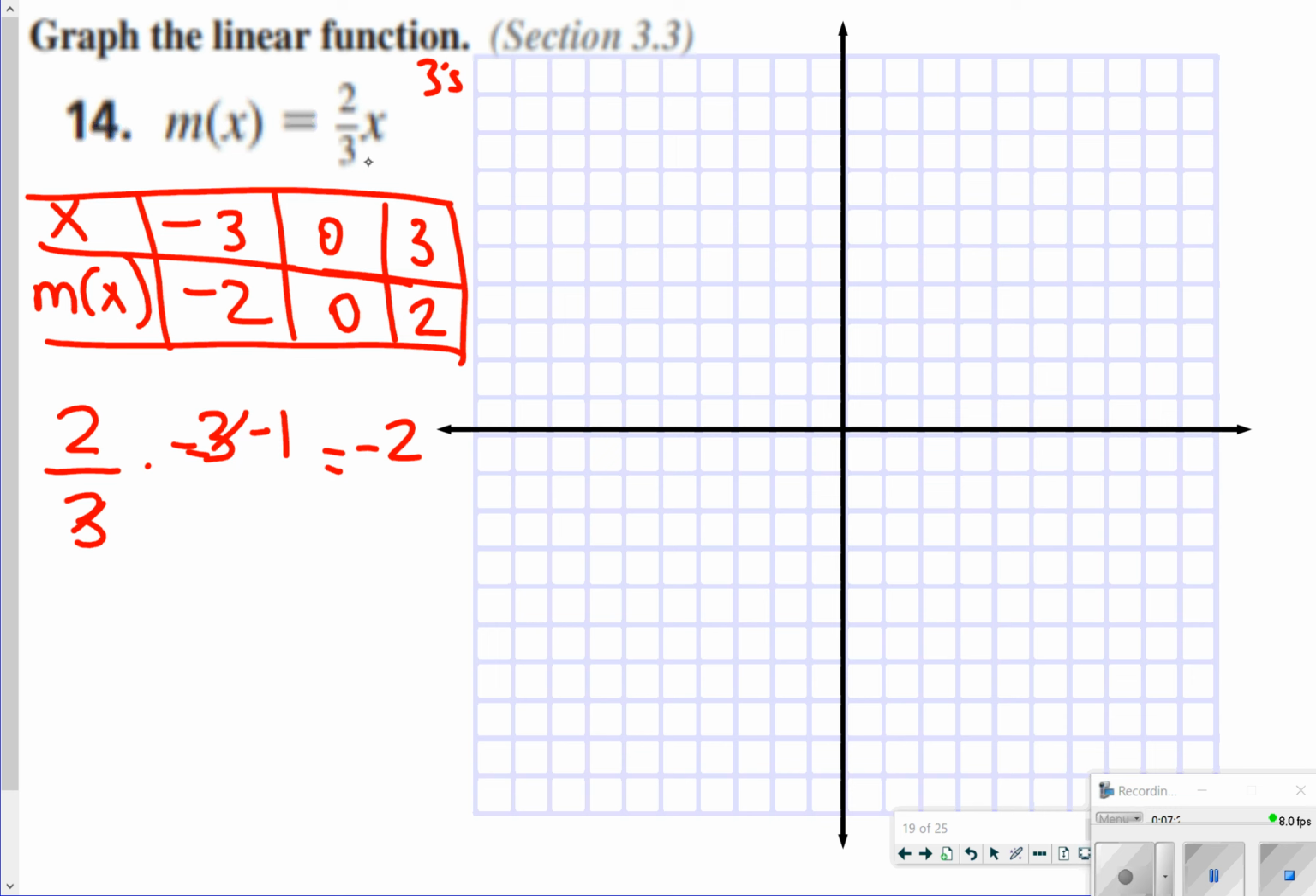So just keep that in mind. It might help you to use only a number where you could get a whole number here, so that when you plot your points, you're not dealing with decimals or fractions. If you did that, that's fine. You should still have the same or a similar graph to mine. Okay?